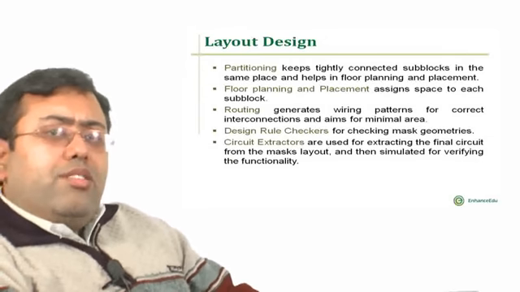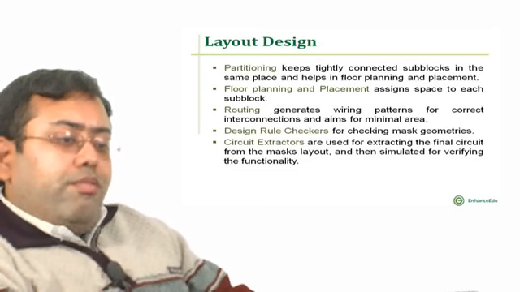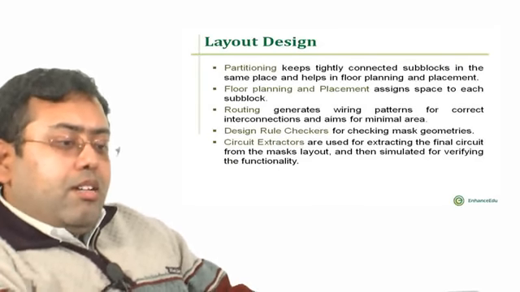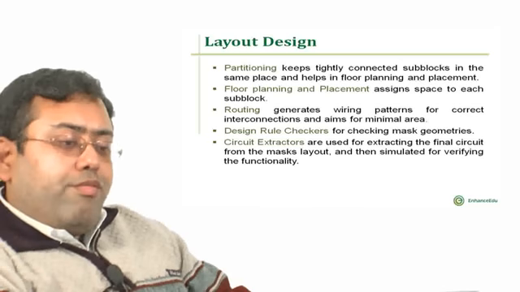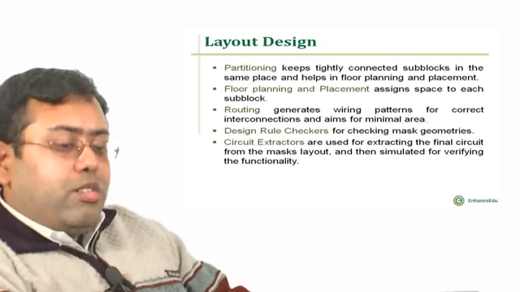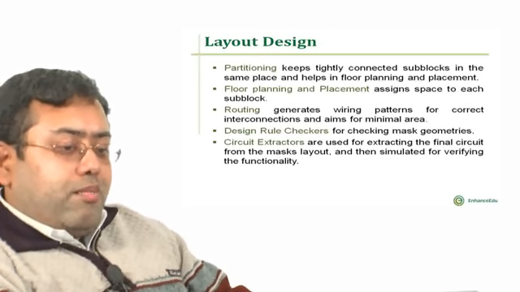Finally, once we have the transistor level design of the circuit, we need to go through the different phases of physical VLSI design. Physical VLSI design again comprises 5 phases: partitioning, floor planning, placement, routing, where the routing is again divisible into 2 phases: global routing and detailed routing.